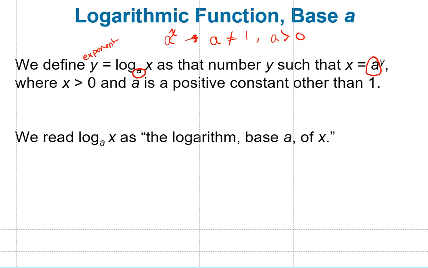So a couple things. First of all, your x has to be greater than 0. All right? Otherwise, you don't get a real answer. I won't say that there's no answer, but there's no real answer. And then our a is a positive constant, all right? But it cannot be 1. And the reason it cannot be 1 is because 1 raised to any power is still just plain old 1, right?